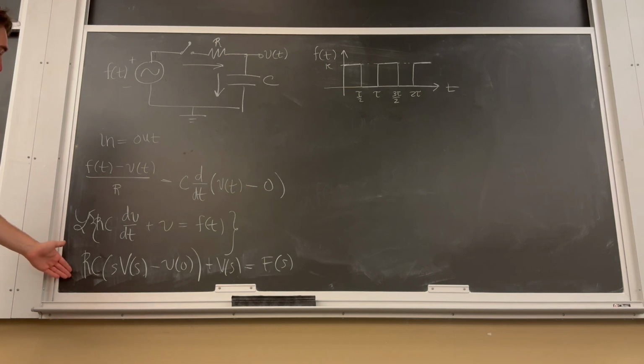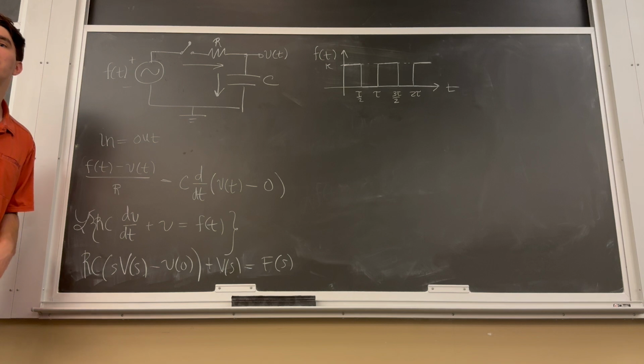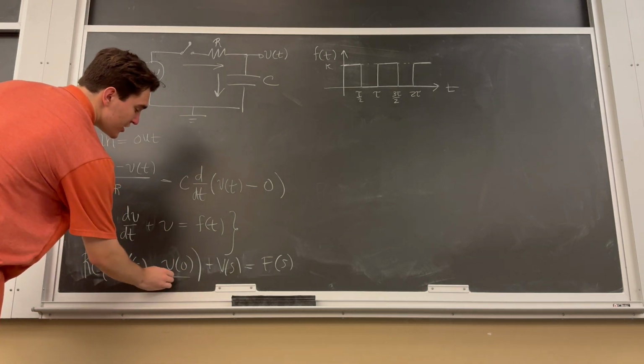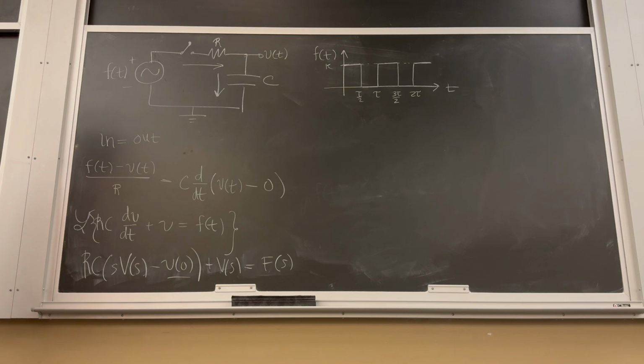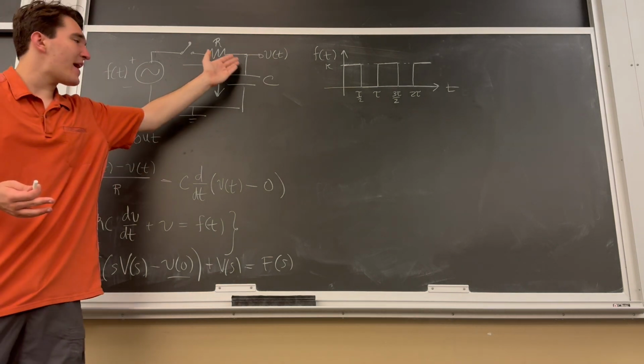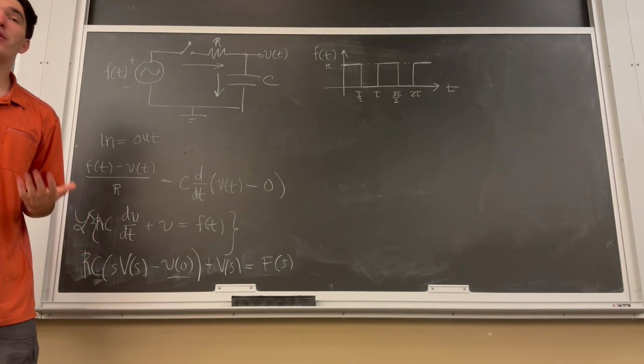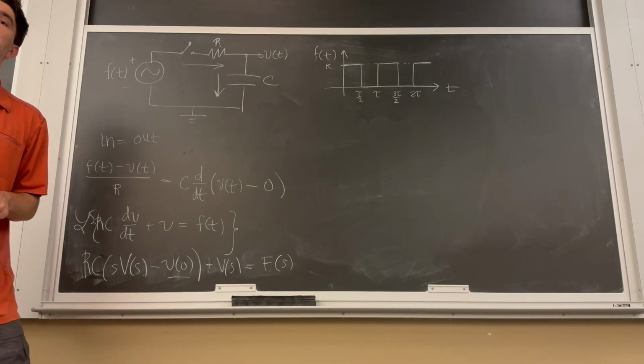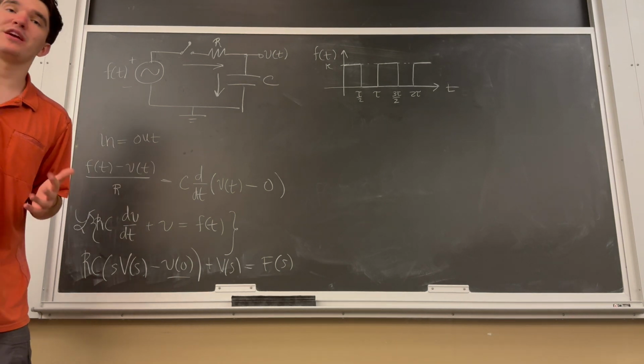So we now have this equation, which is now just an algebraic equation. It's not a differential equation. But note, it requires us to know an initial condition, v of 0. It requires us to know the voltage across the capacitor at time equals 0. How can we reason through what that might be? Well, let's use simple logic and simple equations.